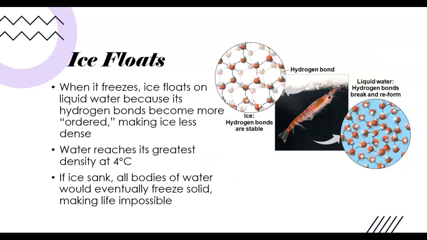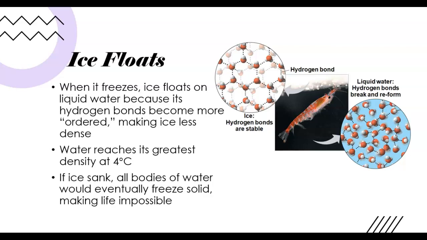Another property is the fact that ice floats. When it freezes, it floats on liquid water because the hydrogen bonds become more orderly, basically. You've probably thought at one point in your life that ice floated because there was air trapped inside of it. You may have misunderstood. It's not really air trapped inside. There's space in between those molecules, not air. And so the space makes it less dense.